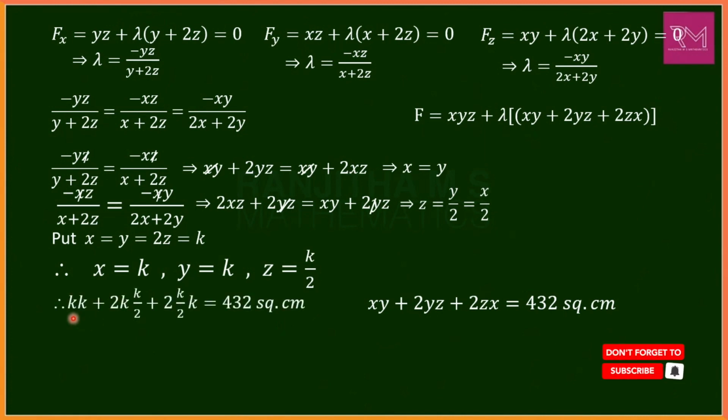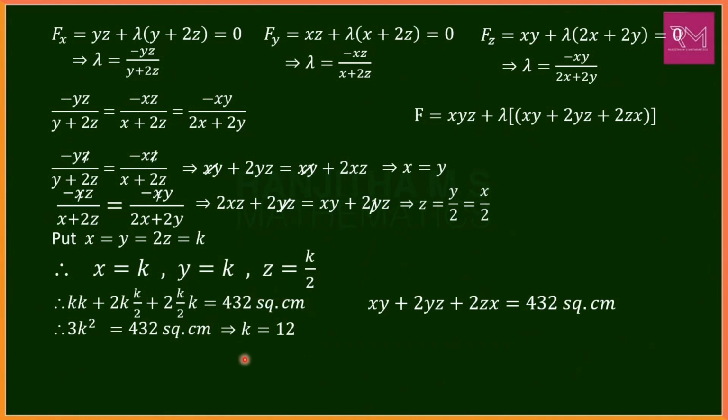We get x is k and y is k, plus 2 into k into z is k by 2, plus 2 into z is k by 2 into k, which is equal to 432 square centimeter. Hence we get k into k is k square, plus here 2 gets cancelled, here also 2 gets cancelled, the remaining is k square, plus here also k square. Hence we get 3k square is equal to 432. If we take 3 to the right hand side, k square is equal to 432 divided by 3, which is 144. K square is equal to 144, which implies k is equal to 12. 12 into 12 is 144. Hence we get k value as 12.